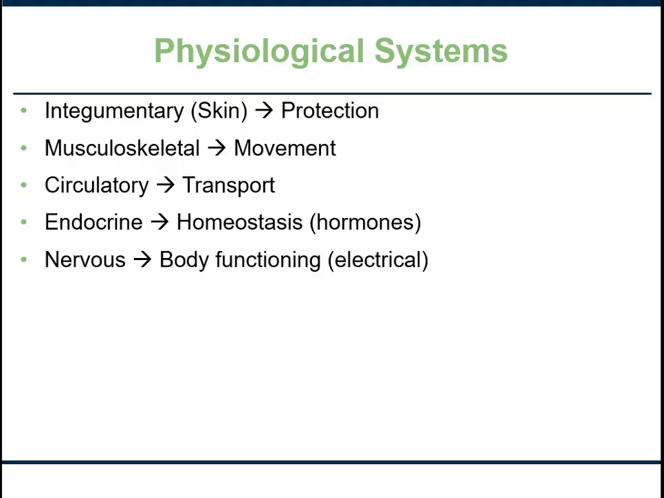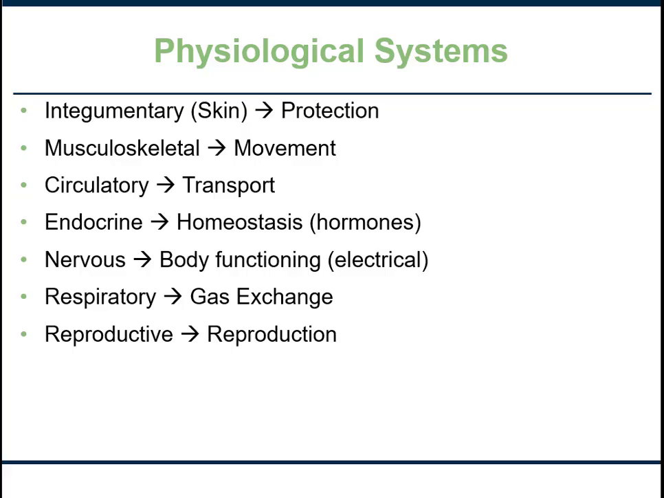The nervous system is the next one, and of course this also contributes to homeostasis and just general body functioning. The difference though is that the signals are sent electrically. There's an electrochemical signaling actually that's used in the nervous system. We'll cover that extensively. The respiratory system is next. This is used for gas exchange, and of course oxygen and carbon dioxide are the two primary gases that we're concerned with within the human body.